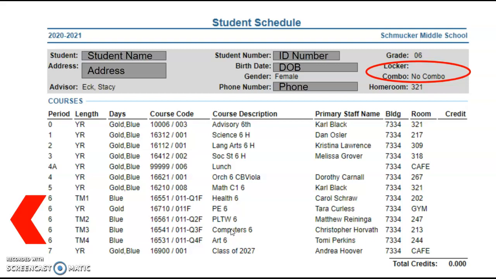Finally, they'll rotate back and forth between PE and art. So this student will finish out their school year, fourth quarter, with art and PE. So hopefully that helps explain why there's so many classes listed for 6th period.